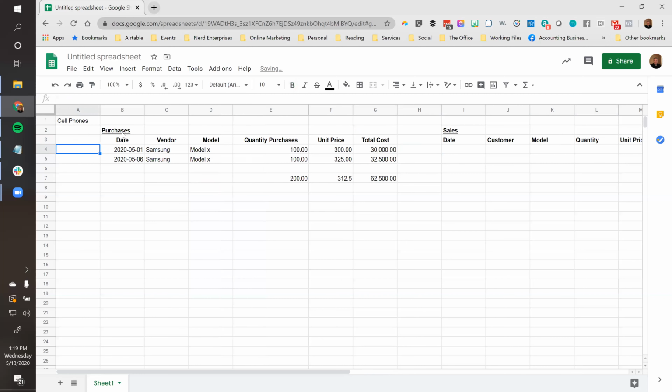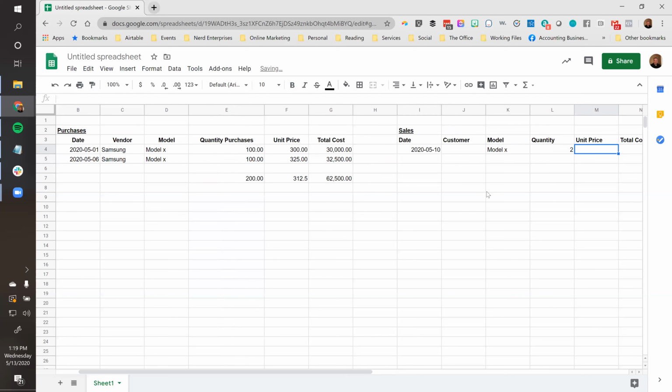Okay, so let's say we're selling on May 10th. This way it's after the point where we've had both of these purchases at these tiers. Okay, I don't care about the customer. This is going to be Model X. Okay, now let's say I sell two of these, and earlier we said they're about 1,000 a piece.